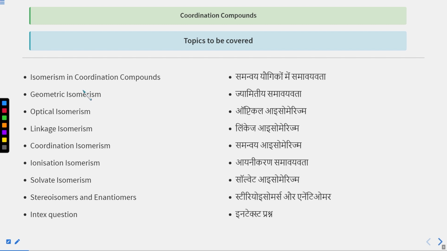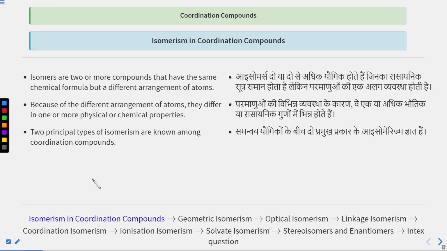If I look at the topics in more detail, first we will see what is meant by isomerism in coordination compounds. Then we will see its various types, starting from geometrical, optical, linkage, coordination, ionization, solvent, stereoisomerism, and some of the questions we will also see. So let us start today's class with the concept of isomerism.